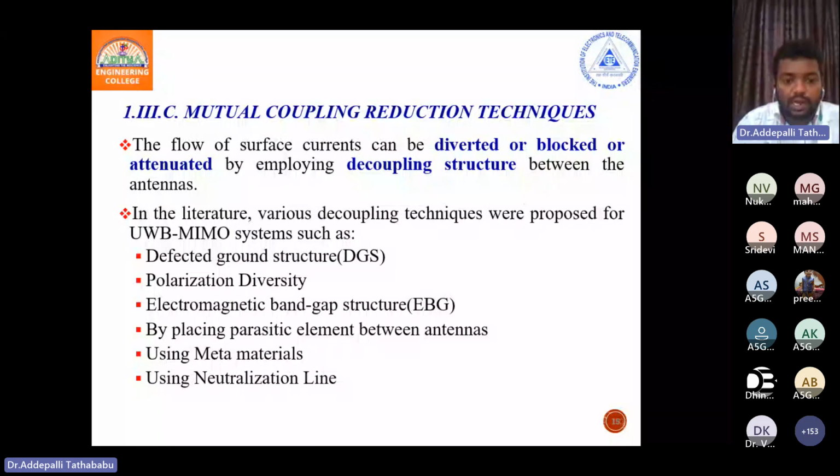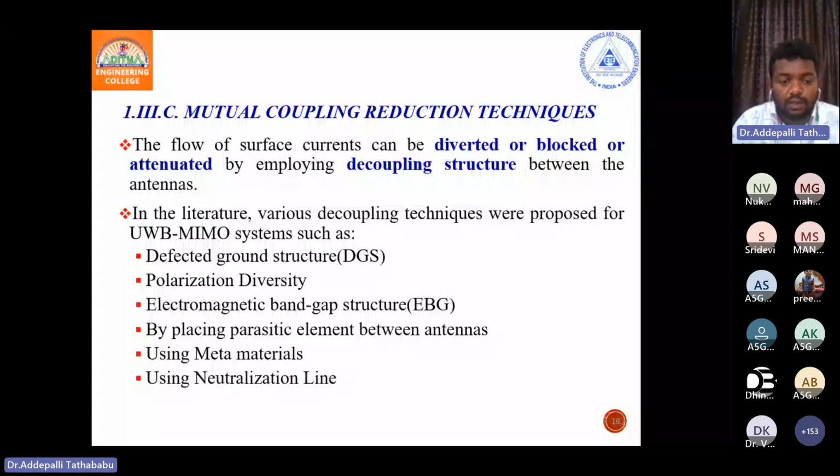Another one is electromagnetic band gap structures. A periodic arrangement of strips is placed on the ground plane, on the top plane, or in between the substrate. That is an electromagnetic band gap structure. With proper arrangement of the EBG structure, we can enhance the isolation between the antenna elements.